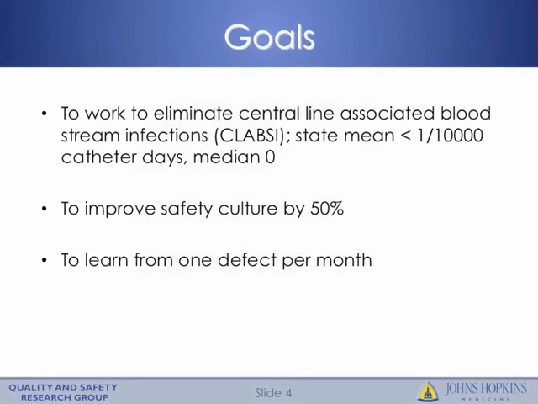Now, our goals are ambitious. They are to work to eliminate central line-associated bloodstream infections within your state. That is, to get the mean rate of infection less than 1 per 1,000 catheter days and the median 0. To improve your safety culture by over 50% and to learn from 1 defect per month. Now, this sounds ambitious, but I'll share with you, we've done this within the state of Michigan. We've done this within the Adventist Health System, and we're completely confident that we can do it with your help in your state.